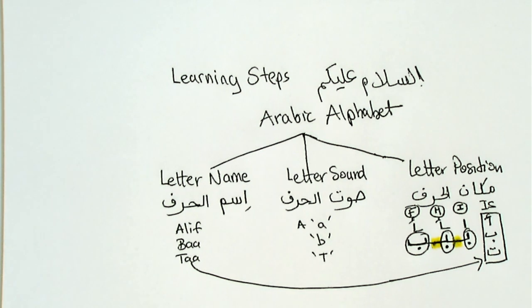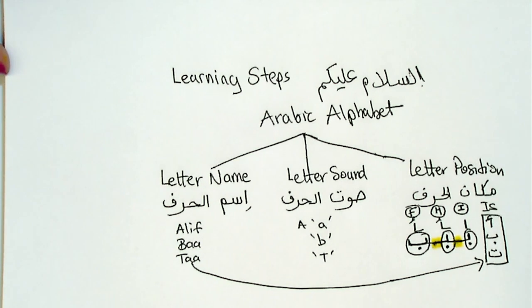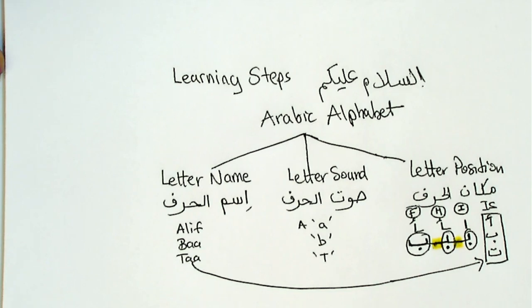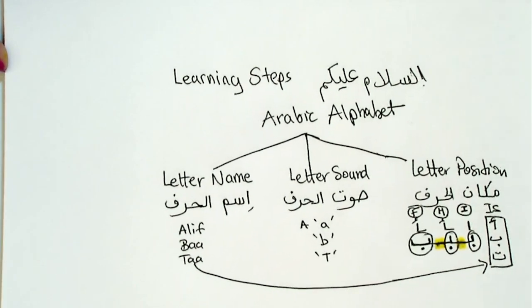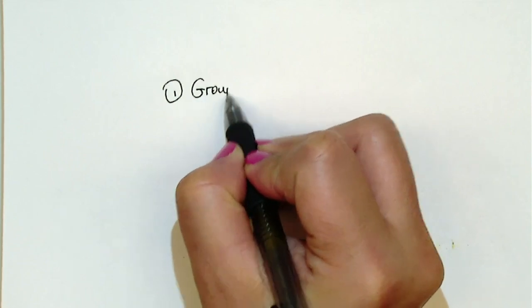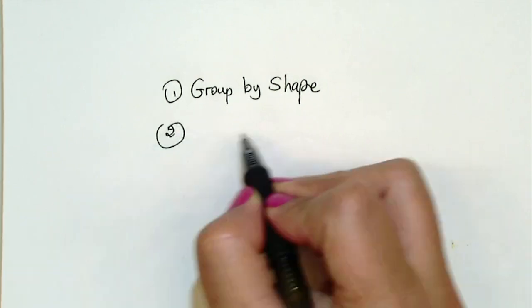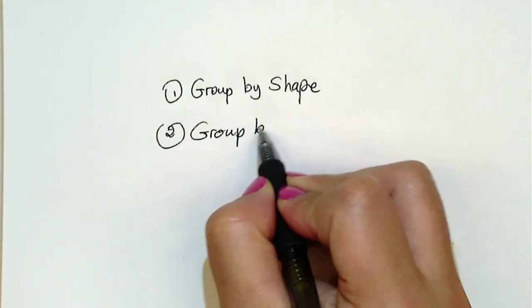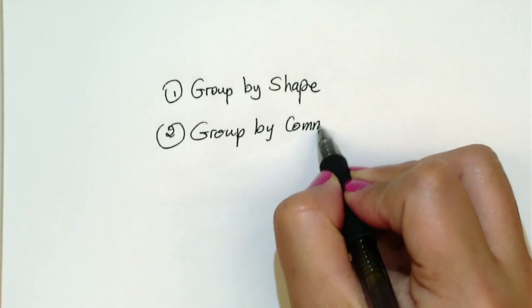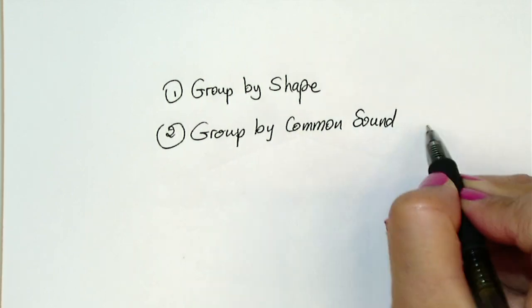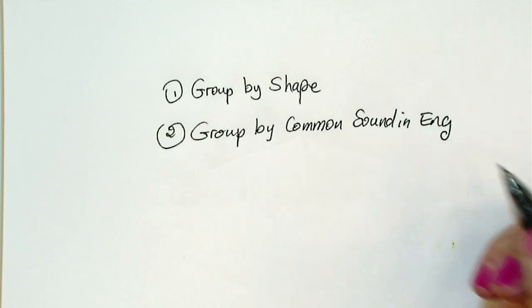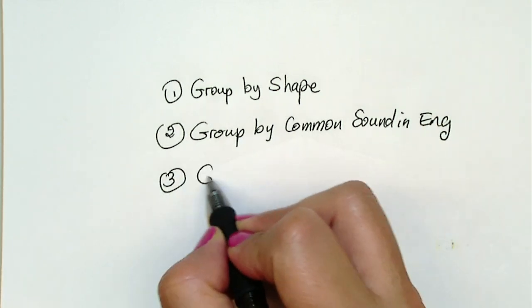But what we have to do, sometimes we need to learn the whole alphabet. But there are three steps that you can follow to remember or group the letters. What we do is we group by shape. One, group by shape. Two, you group by common sounds in English. And then the third step is you group by rule.